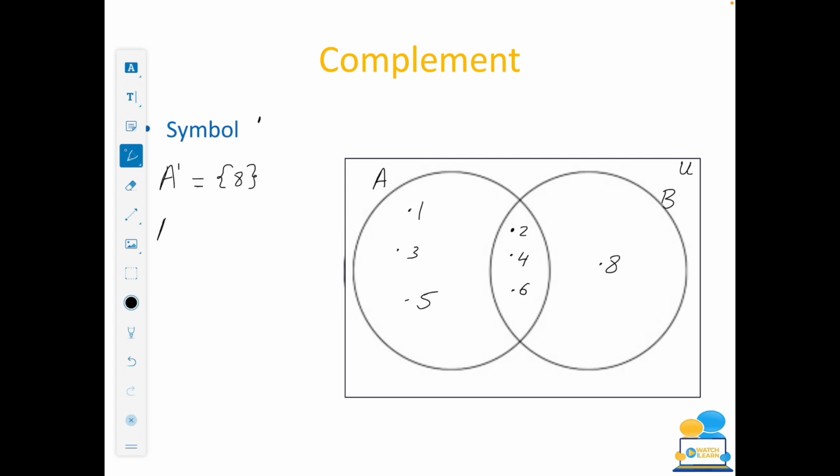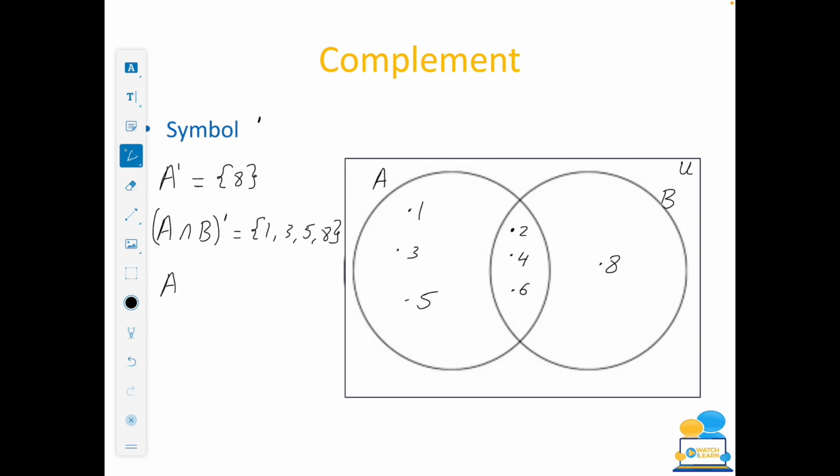Okay, we could make it a little bit harder. We could have A intersection B complement. That means everything that's not in A intersection B. So the numbers 1, 3 and 5 and the number 8 are not in A intersection B. So that will be our answer. It'll be 1, 3, 5 and 8.